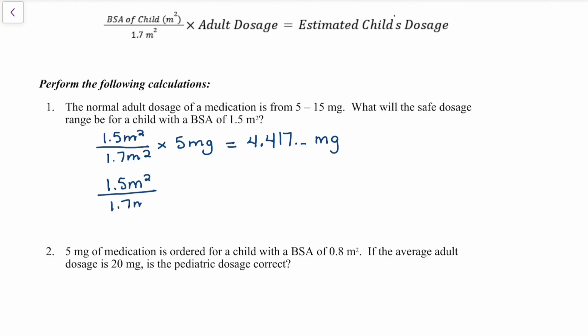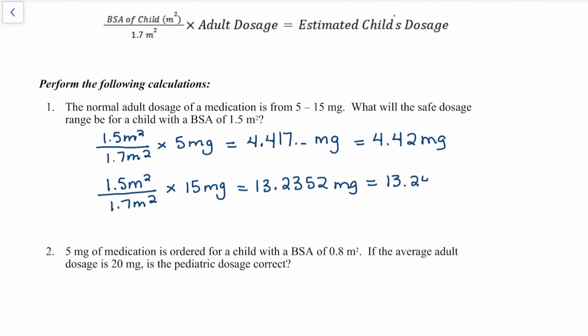I'm going to start off the same, but then I'm timesing it by 15 milligrams. And I get 13.2352 milligrams. So if we round them, let's say to 2 decimal places, I get 4.42 milligrams up to 13.24 milligrams, and that would be the safe dosage range for that child.